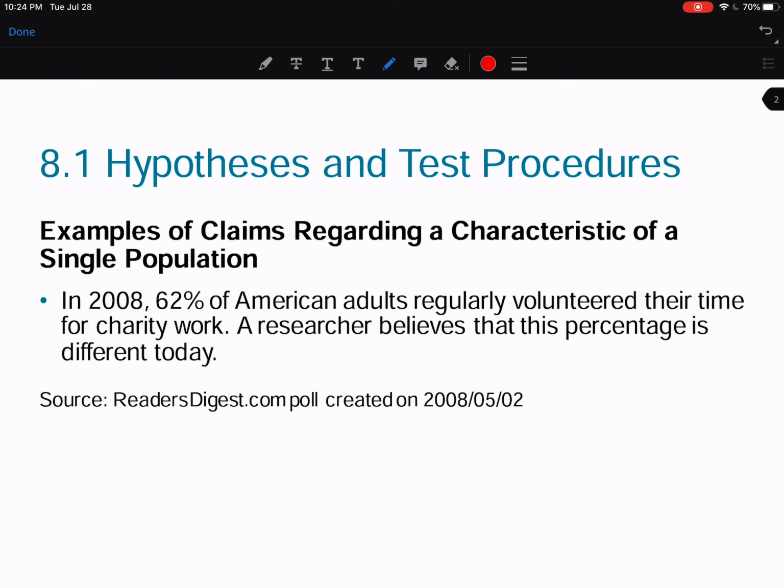All right, let's take a look at the examples of claims regarding a characteristic of a single population. It says in 2008, 62% of American adults regularly volunteer their time for charity work. A researcher believes that this percentage is different today. You don't have to worry about anything else. We just need to determine which parameter we're working with here. The only number we have is that 62%, right? So the parameter we're working with here is the population proportion P, which is 0.62.